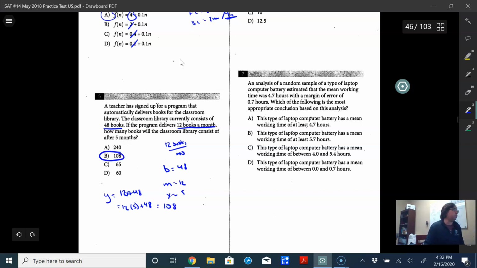And so again, we're developing a linear equation on that one. And solving.